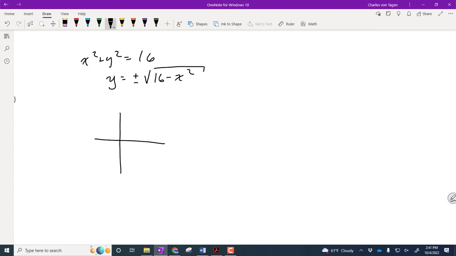So what we have here, in fact, I'll do the plus in red and the minus in blue. What we have here then is this description for the upper semicircle and this description here for the lower semicircle. The positive root gives me the upper semicircle, the negative root gives me the lower semicircle. If I were to take this same expression, x squared plus y squared equals 16, and solve it explicitly for x, I get x is equal to plus or minus the square root of 16 minus y squared.